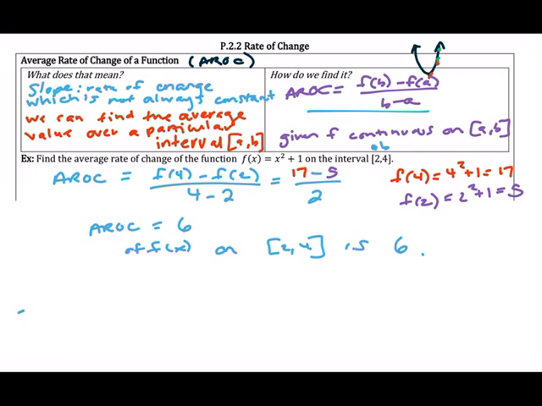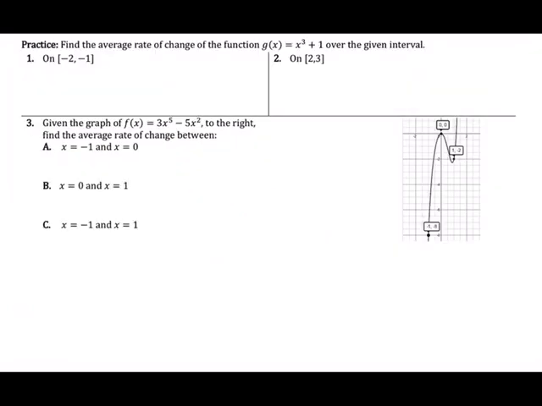Let's go ahead and practice calculating the average rate of change a couple more times. If you felt like that process was pretty straightforward in that example, I encourage you to pause the video and work through number 1 on your own, and then unpause the video and see how you did. If you want one more example to work through with me, then let's do number 1 together, and then you can try number 2 on your own. So pause the video if you're ready.